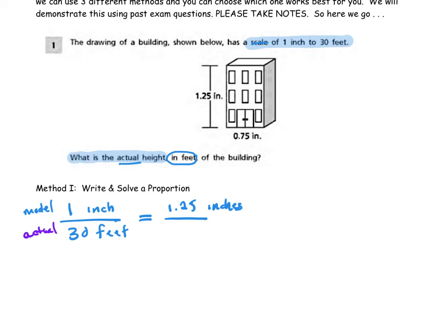And if I look for another dimension, oh, I don't know it. In fact, that's what they're asking. What's the actual height in feet? So we don't know it. So we're going to use a variable. I'm going to choose x, but I'm going to make sure that I'm talking about feet. So now we have our proportion.